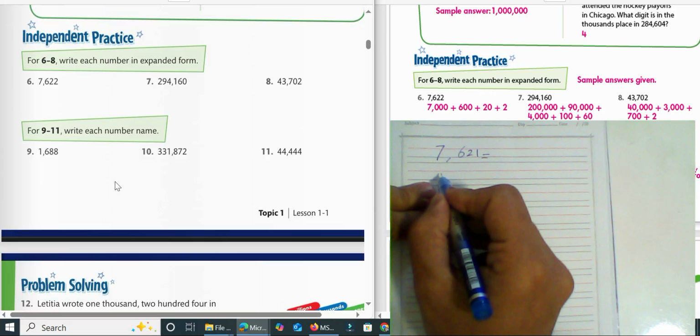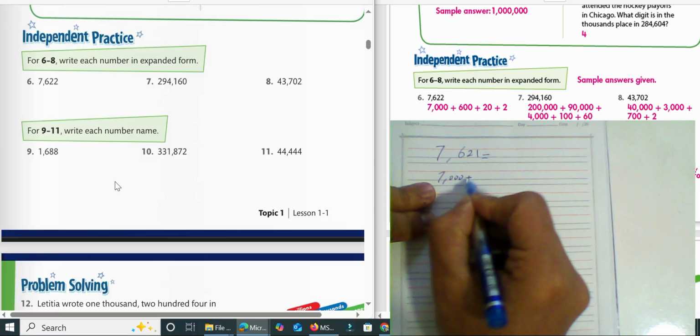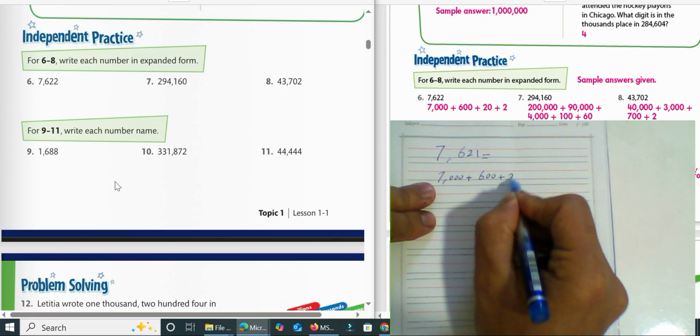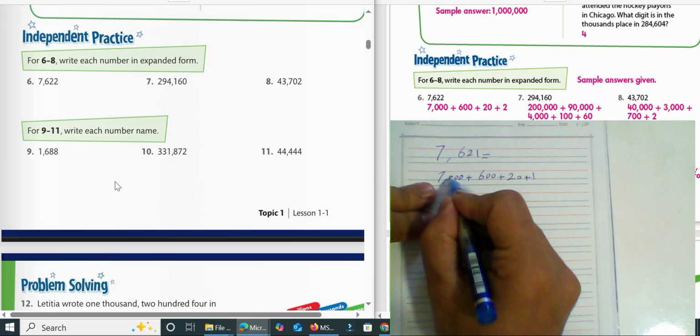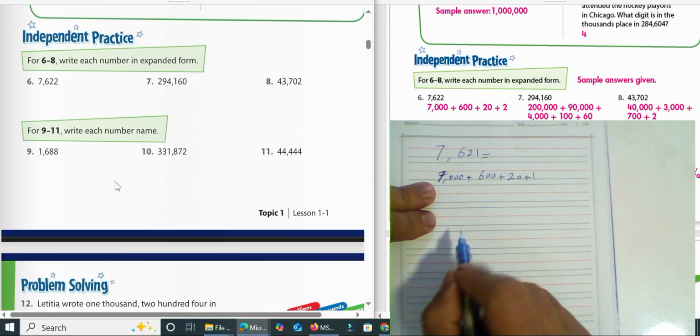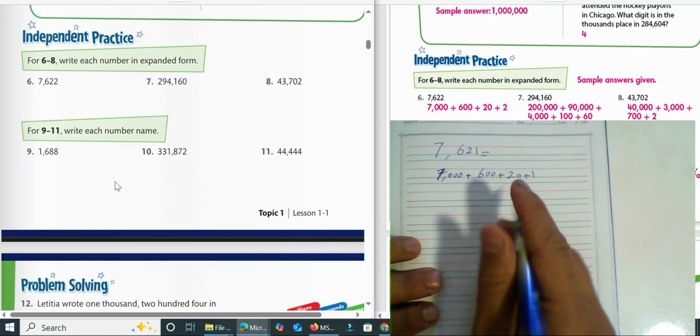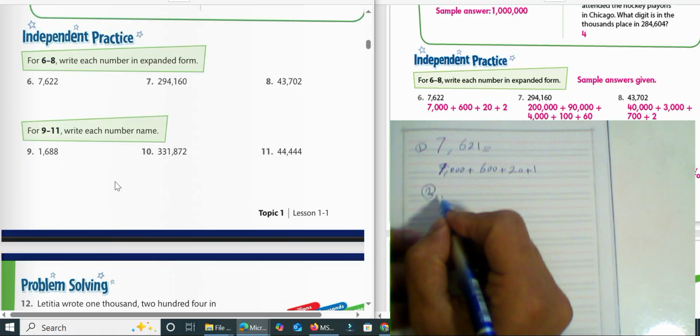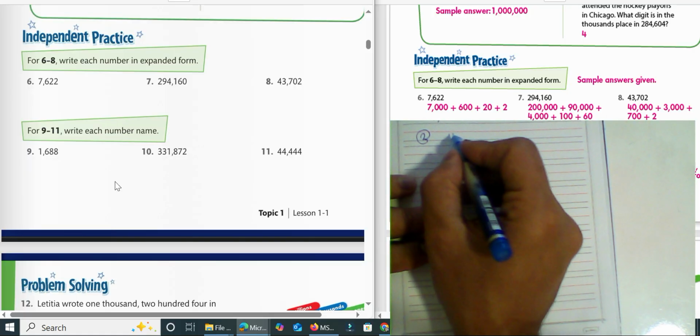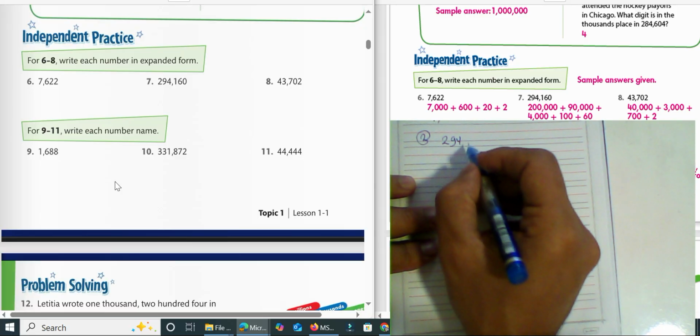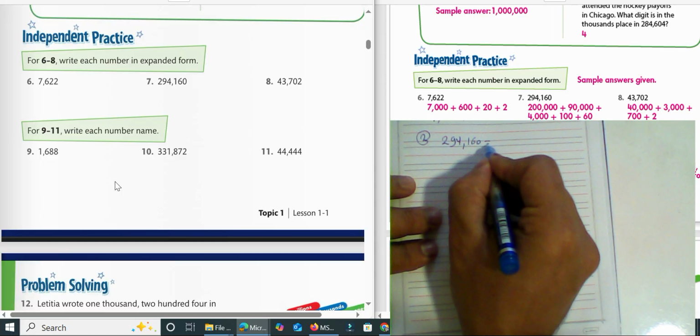What is this number? 5,621. We can write 5,000 and 600 and 20 and 1. This number, right, in expanded form. And what about the number here? 294,160. Who can tell me the answer?